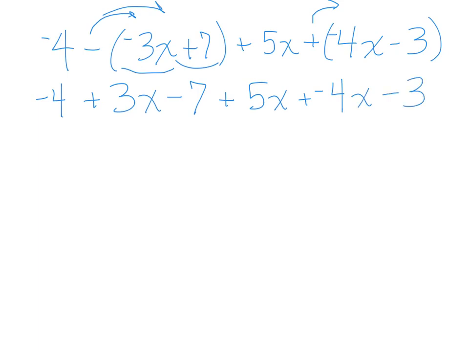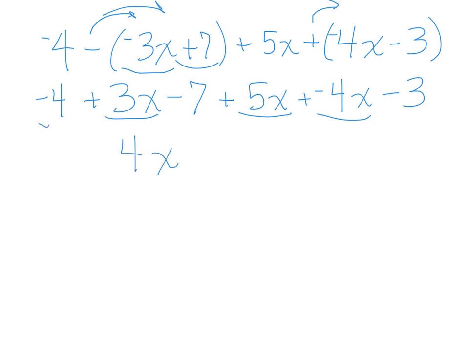So now when combining like terms, I have 3 x's and 5 x's, and then some negative x's. So my positives are 8 positives, and then I have 4 negatives, and 8 minus 4, 8 plus a negative 4, leaves me with 4 positive x's.